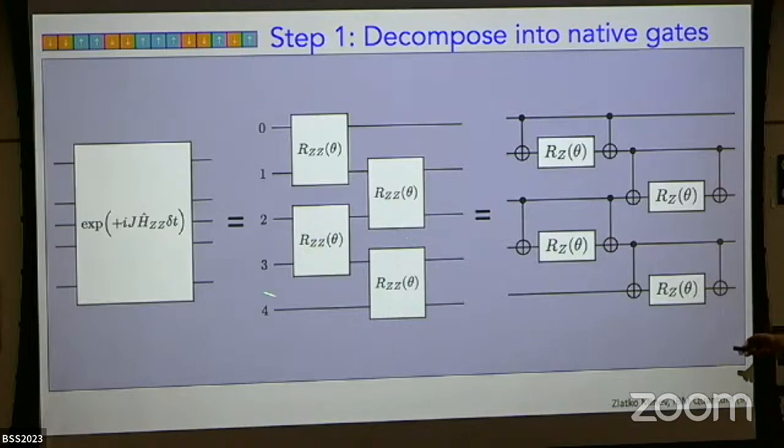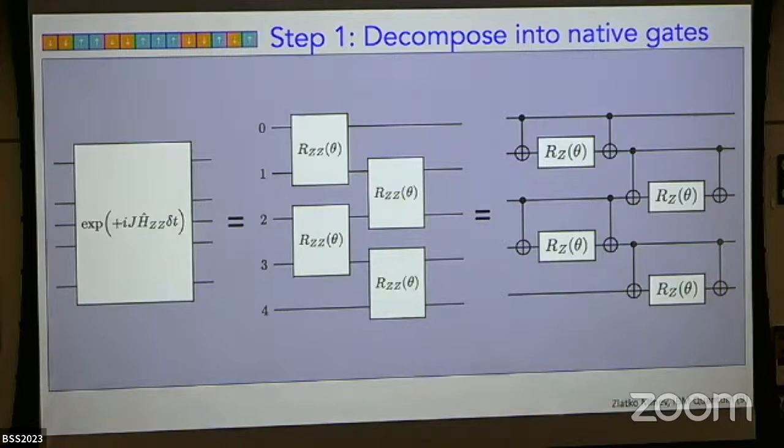Taking that and breaking it up into pieces, we now managed to take our global unitary into a product of two-qubit unitaries that are staggered in this way. Since I can't do two CNOTs on one qubit at the same time, I have to stagger things. And then I can take each two-qubit unitary and decompose it into the most efficient thing that I'm able to do, which in this case looks like this digital decomposition.